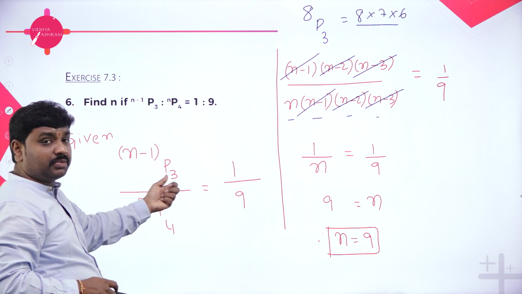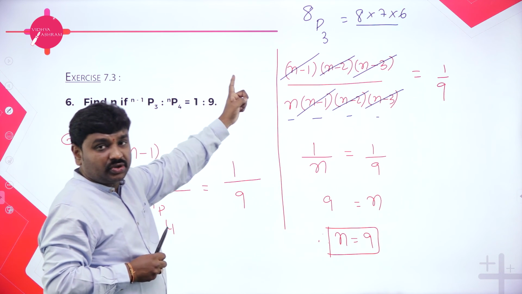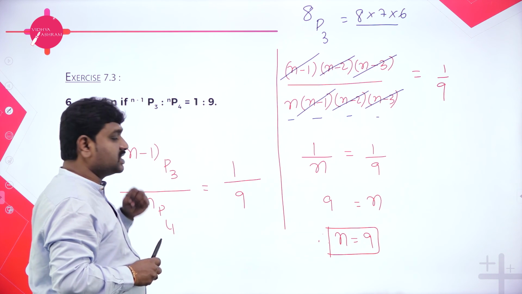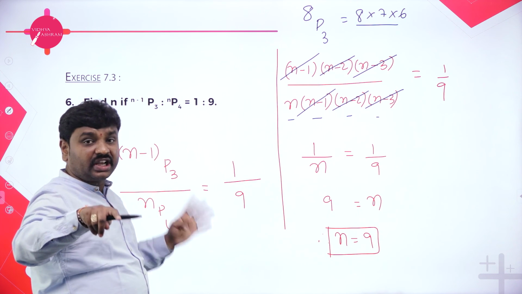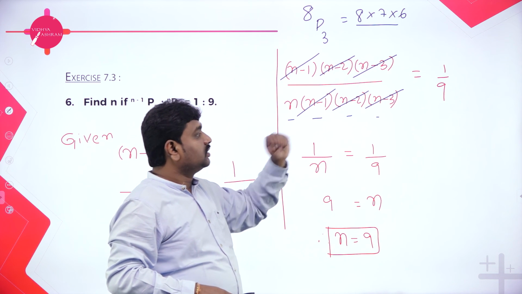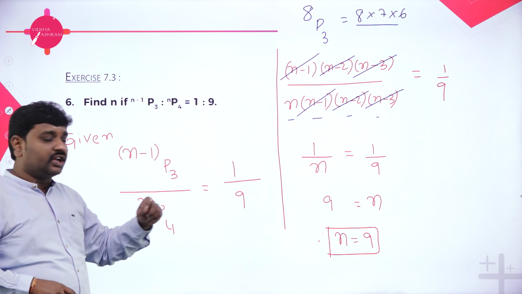(n minus 1)P3 means from n minus 1 take 3 terms, decreasing 1 each: n minus 1, then n minus 2, then n minus 3. 3 terms, stop it because P3 is there. nP4 means start from n, take 4 terms: n, n minus 1, n minus 2, n minus 3. That's it. So if you know how to write nPr, it is faster and easier.